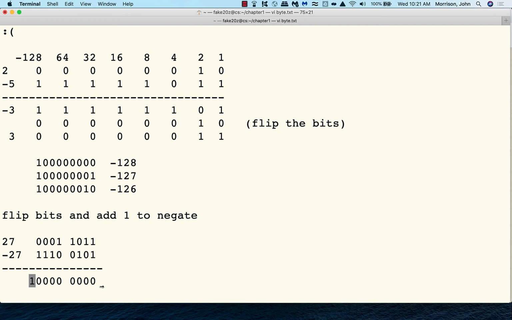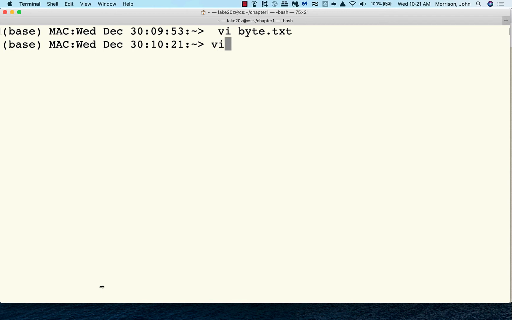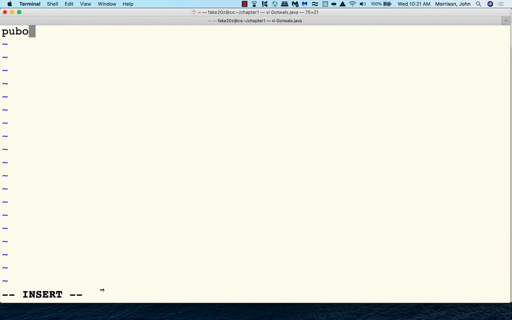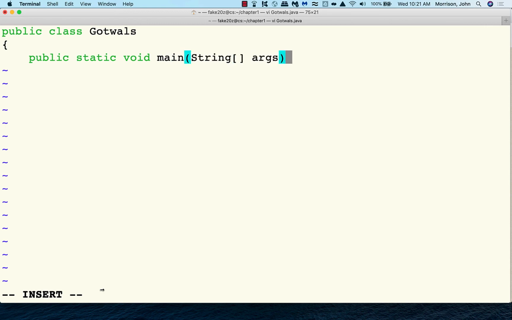Now, let's have a little fun here and write a very small Java program, which I shall name after my friend Gottwals. Public class Gottwals. All right, and so we're just going to put a main in here so we can execute this. We're going to do a crazy thing. Now, you've seen the while loop in Python. Well, Java's got one too. And it's really not different at all.